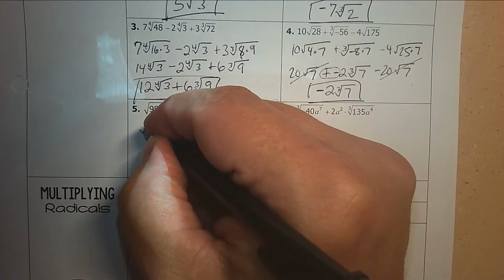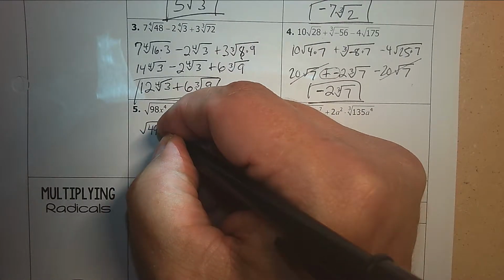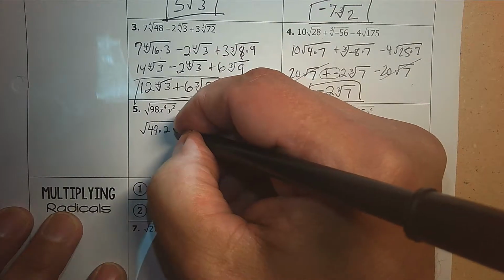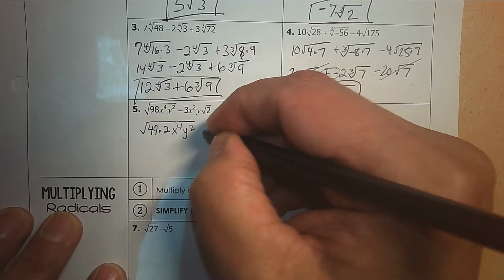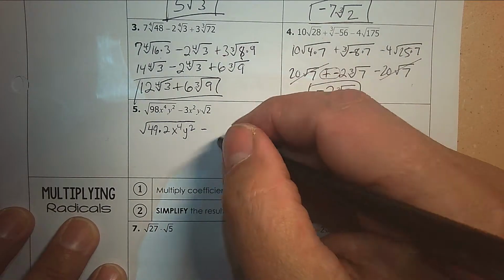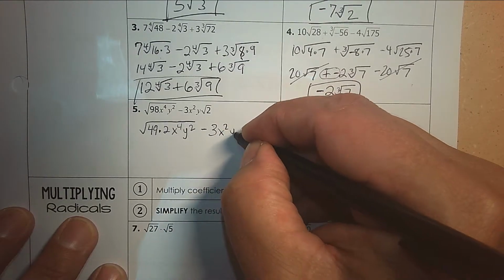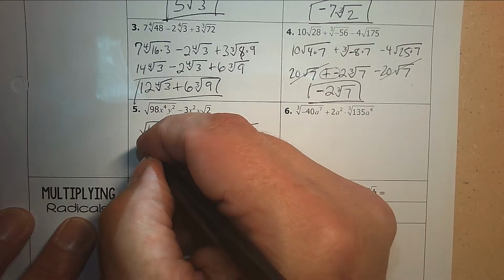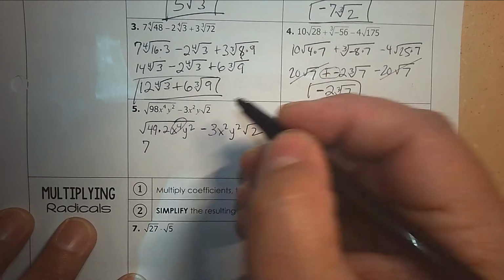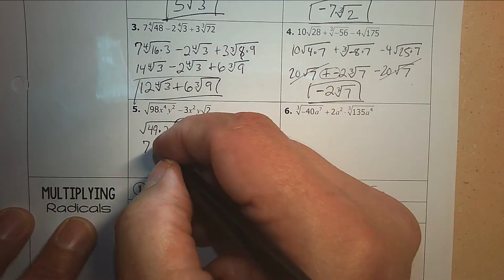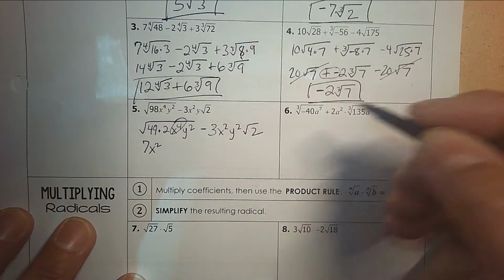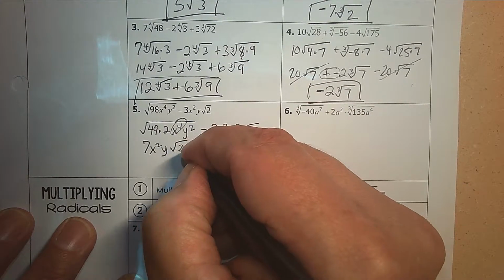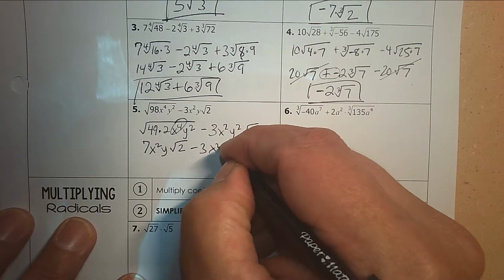98 is 49 times 2. X to the 4th and y squared are perfect. And then negative 3x squared y root 2 is prime. So the square root of 49 is 7. What's the square root of x to the 4th? Divide by 2 and it's x squared. Square root of y squared is just y. So what's left is the square root of 2.